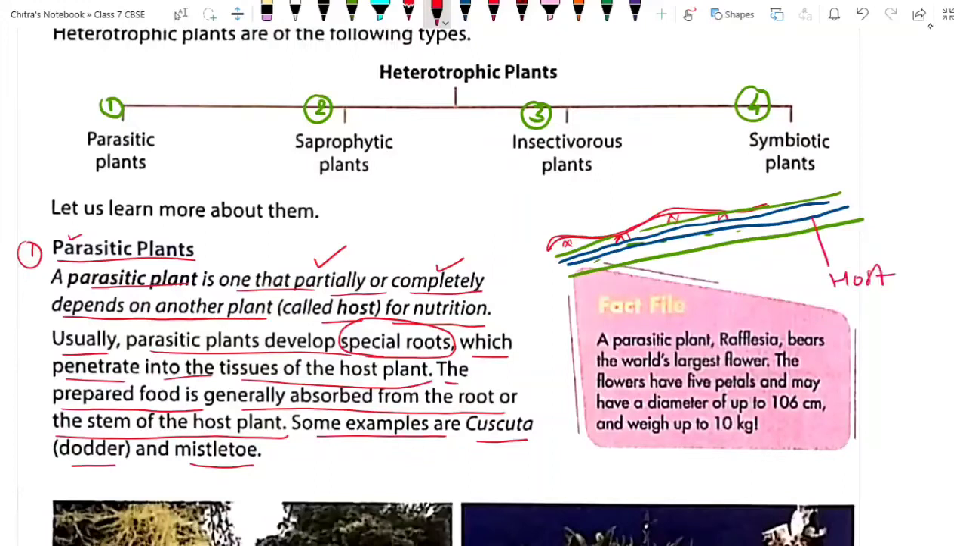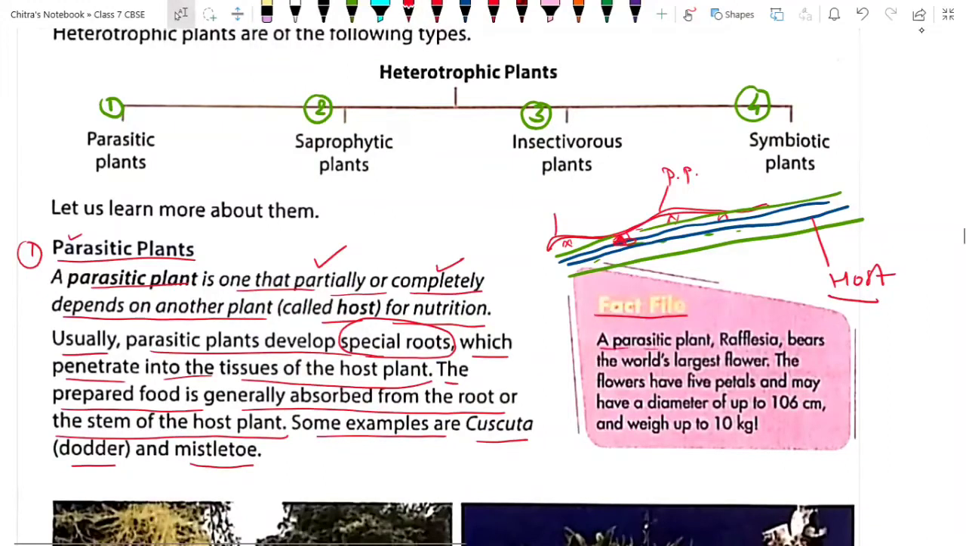This is the host plant, and here we have the parasitic plant. Okay, so parasitic plants have a special kind of root that penetrates the tissue of the host plant and absorbs nutrition from it. So this is a plant which totally depends on the host plant for its food. Okay, so here we have one important fact, a fact file.